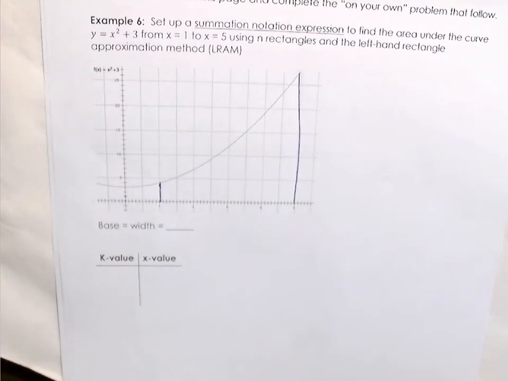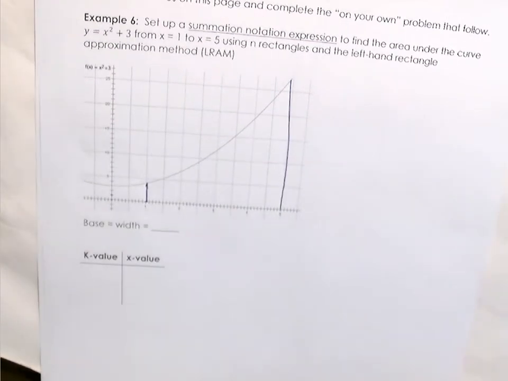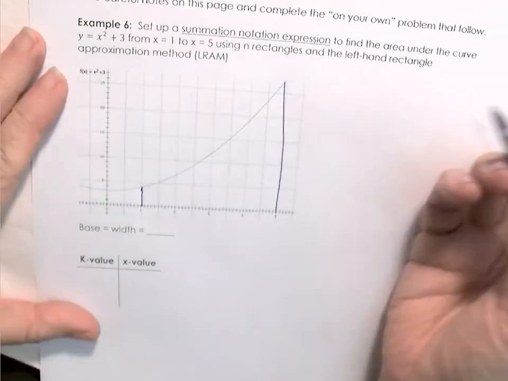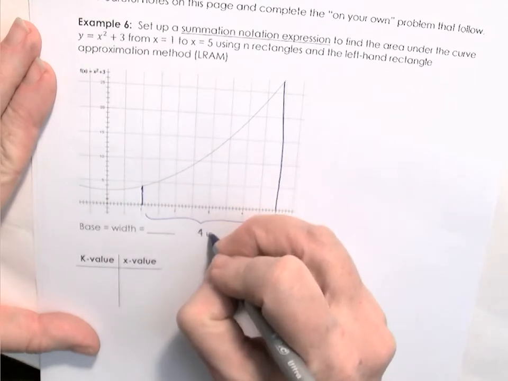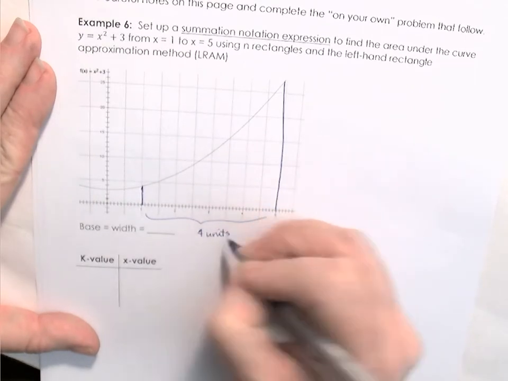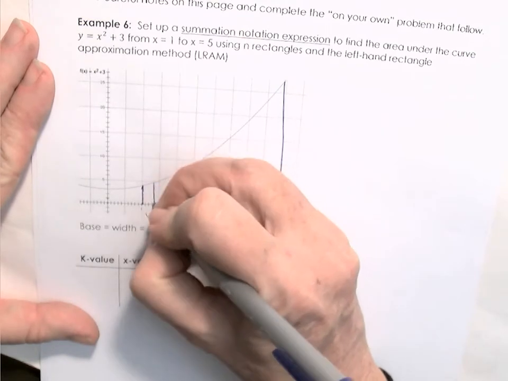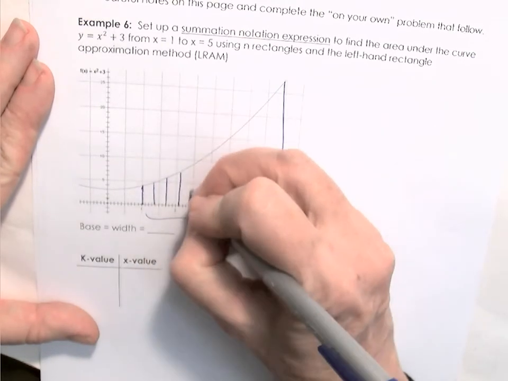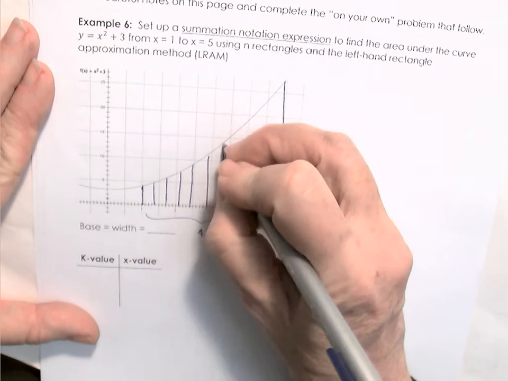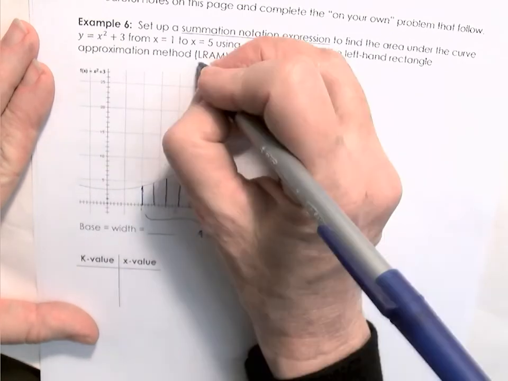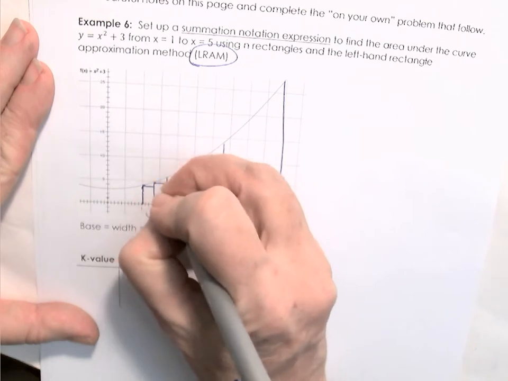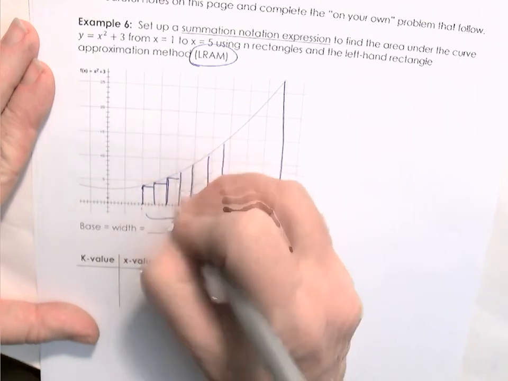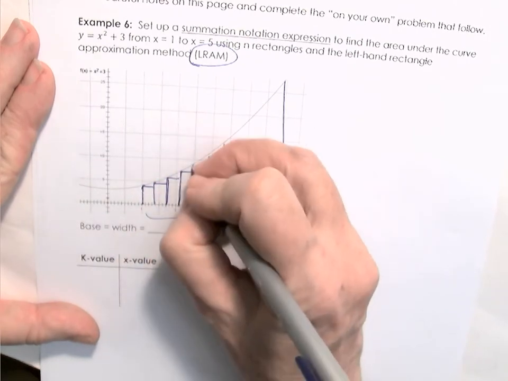Example 6 is a whole lot harder because this is LRM, and it always ends up being more complicated. So once again, we have this span of 4 units, which we know we're going to divide into n rectangles. I don't really know how wide each rectangle is going to be, but I do know that this is going to be a left-hand approximation. So again, the left hand of every subinterval is what will dictate the height of the rectangle.